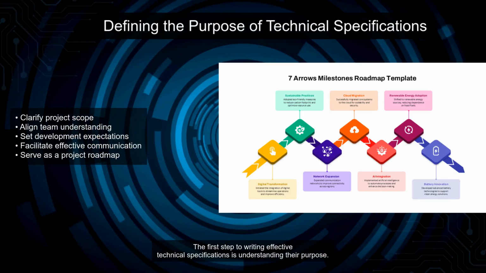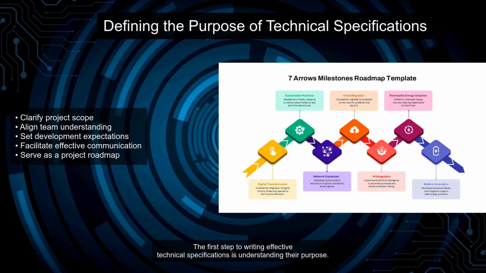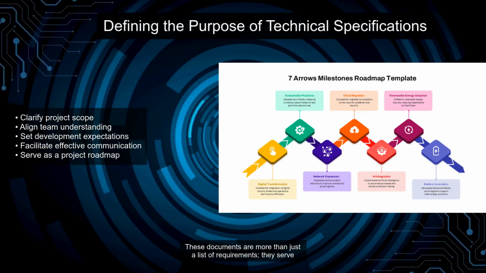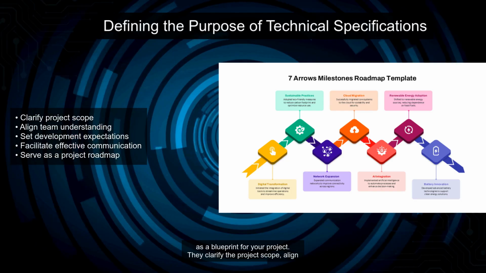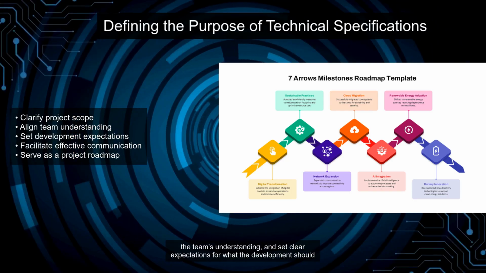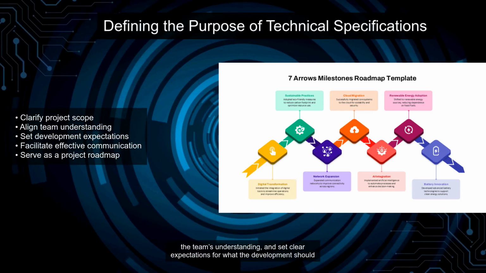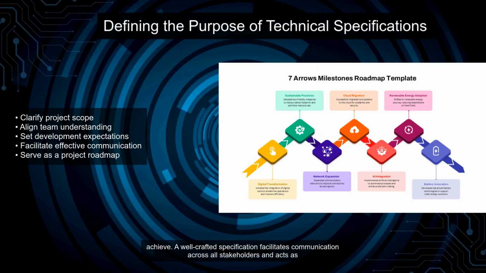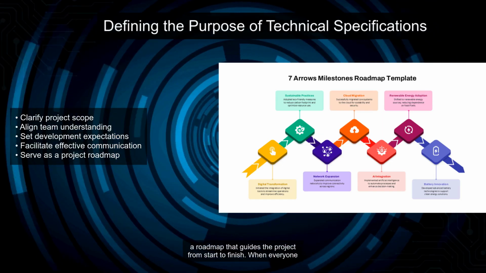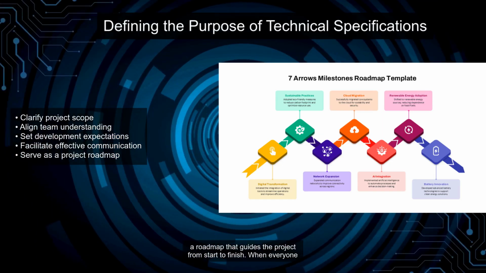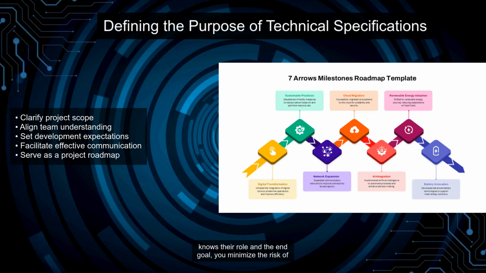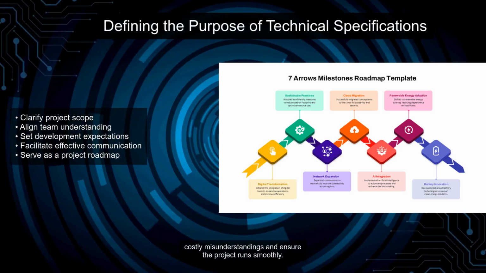The first step to writing effective technical specifications is understanding their purpose. These documents are more than just a list of requirements, they serve as a blueprint for your project. They clarify the project scope, align the team's understanding, and set clear expectations for what the development should achieve. A well-crafted specification facilitates communication across all stakeholders and acts as a roadmap that guides the project from start to finish. When everyone knows their role in the end goal, you minimize the risk of costly misunderstandings and ensure the project runs smoothly.